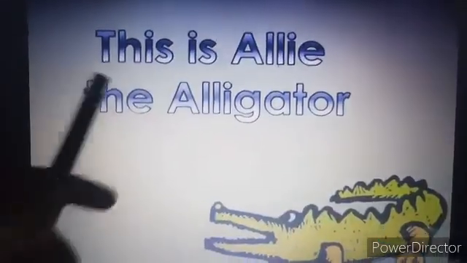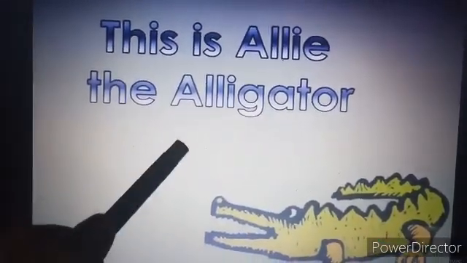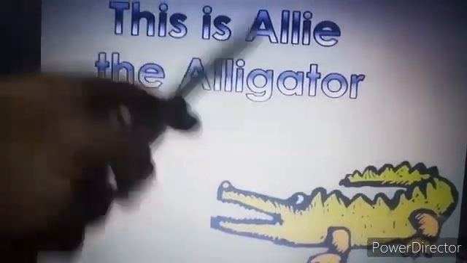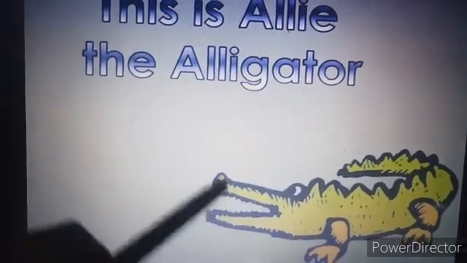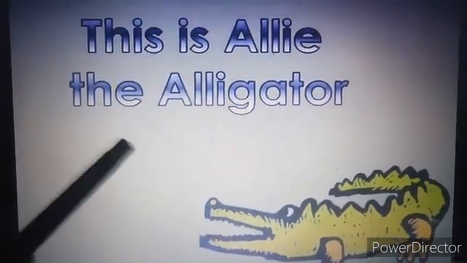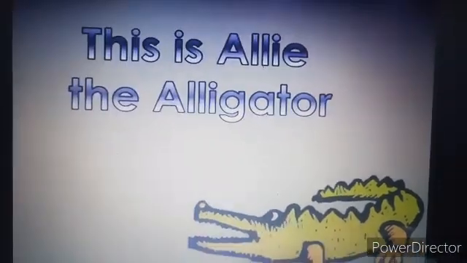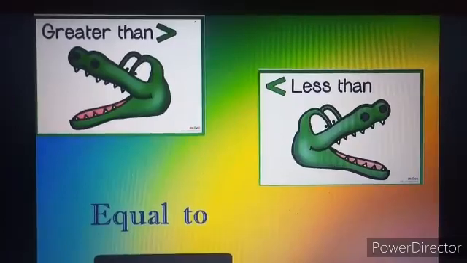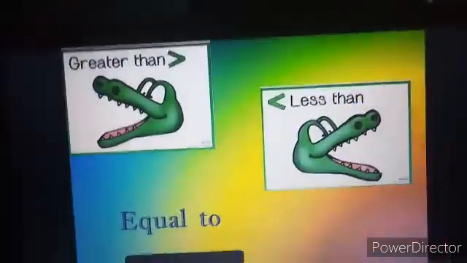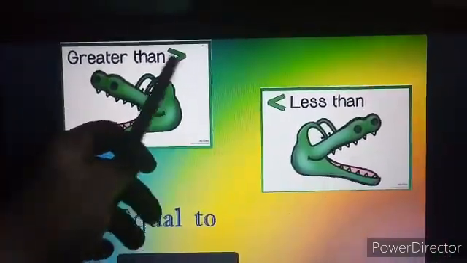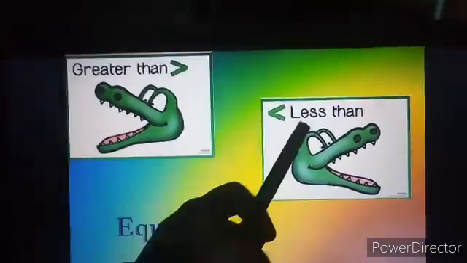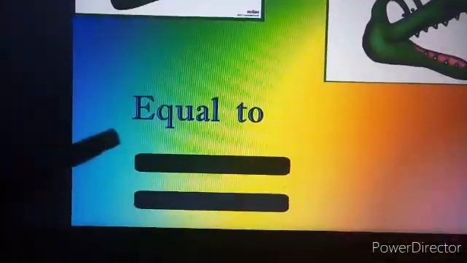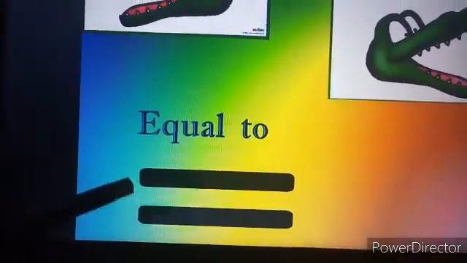Look here children, this is Ali, the alligator. See children, this is one alligator and her name is Ali. She will help us to make this chapter study with fun. Okay, so in this chapter we will learn about three things. See children, this is the symbol of greater than and this is the symbol of less than and this is the symbol of equal to.